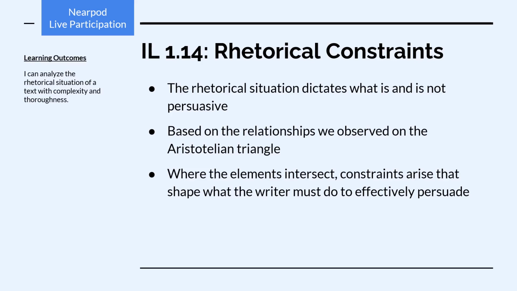So the rhetorical situation dictates what is and is not persuasive. This is based on the relationships we observe on the Aristotelian triangle, where each of those elements intersect. There are constraints that arise that shape what the writer must do in order to effectively persuade.